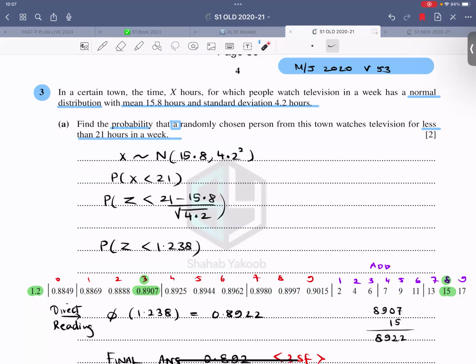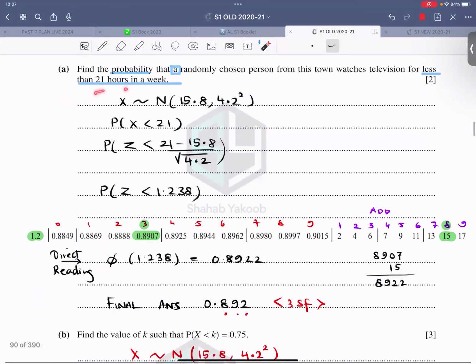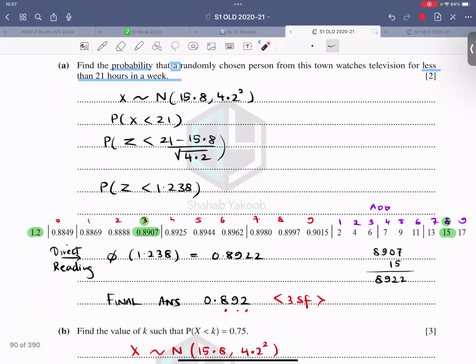So now coming back to this. In a certain town, the time x hours for which people watch television in a week has a normal distribution with mean this and standard deviation this. Find the probability that a randomly chosen person from this town watches TV for less than 21 hours. Just the basic working, nothing special. Just look at the steps. That is what I want to focus on.